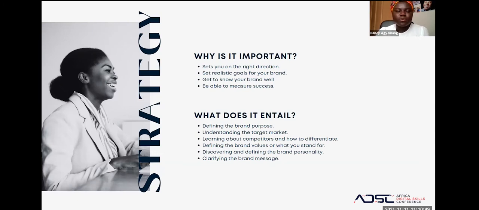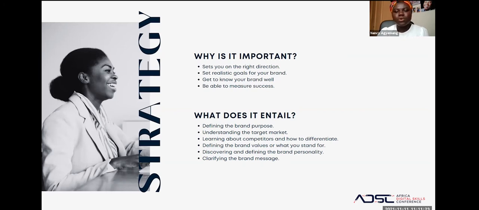So what does it entail? It entails your brand purpose. Brand purpose is basically why you exist beyond making money. And also for startups, why the brand exists beyond the owner being his or her own boss or being a CEO. It has to go deeper. Why are you in business? Why are you serving your people? To what end? This is what strategy helps you to achieve: to get to know the core of the brand.